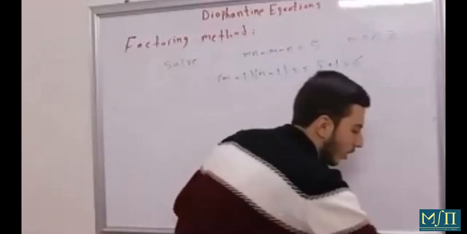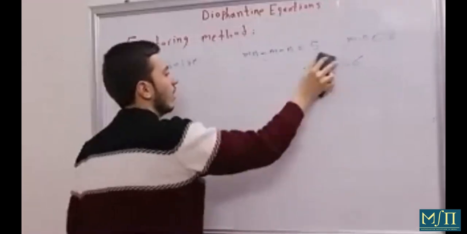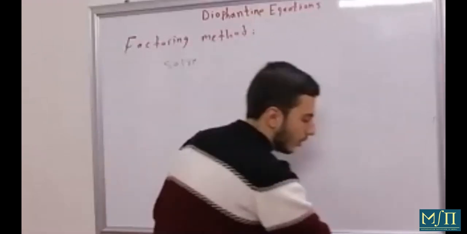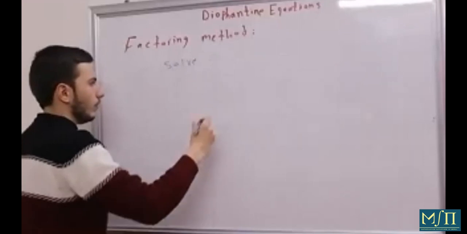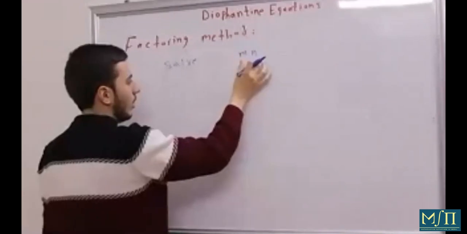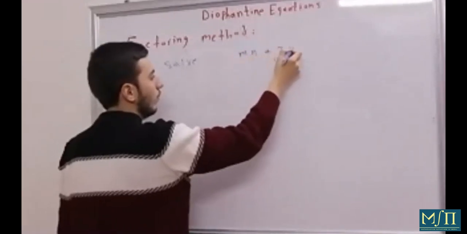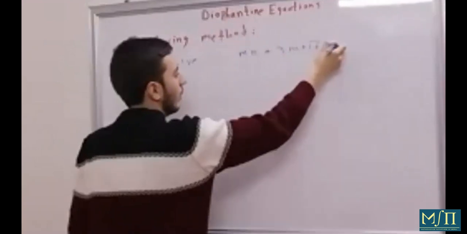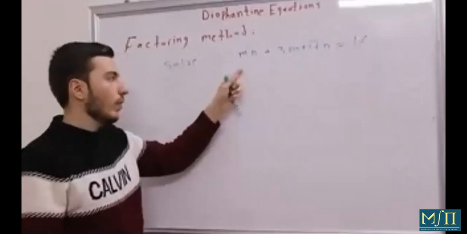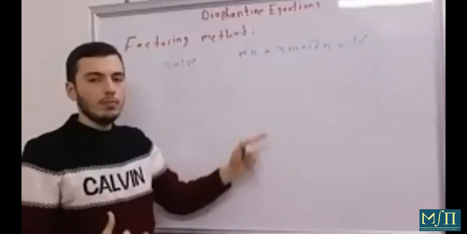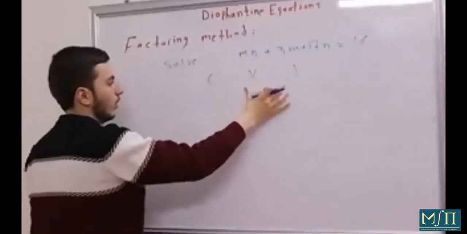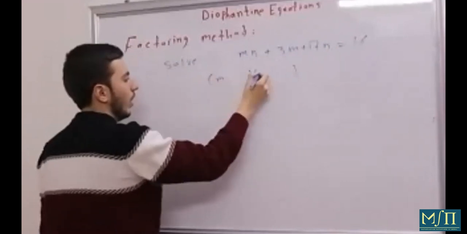Now we will take a more generalized version. What about this? Solve the following equation: m times n plus 3m plus 7n equals, for example, 16. Now, how can we factorize this? Well, let's apply the same method, the same approach. We need to factorize this, so we write two expressions. Here we have m, here we have n.